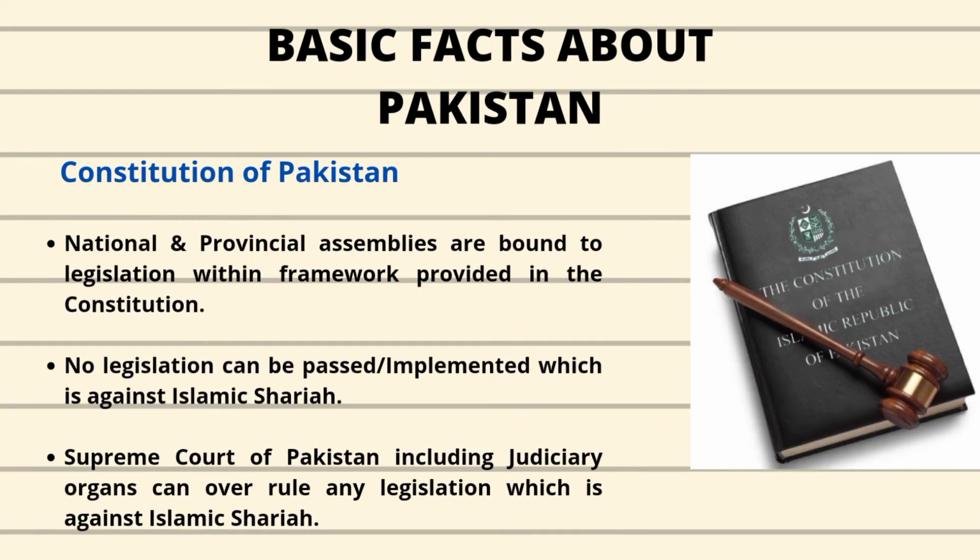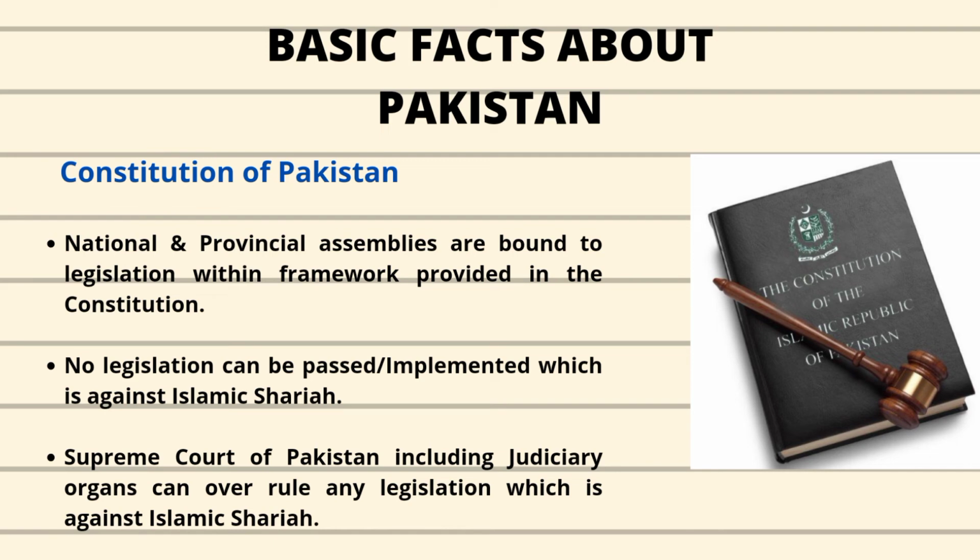Next slide, again regarding the constitution of Pakistan. National and provincial assemblies are bound to legislate within the framework provided in the constitution. No legislation can be passed or implemented which is against Islamic Sharia. It is clearly written in this constitution. No legislation can be passed by any provincial or national assembly against the Sharia.